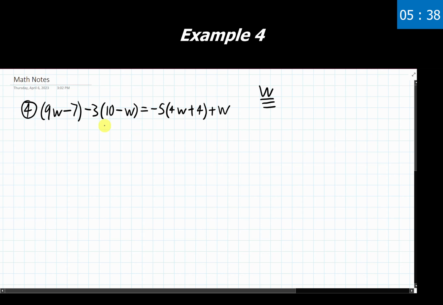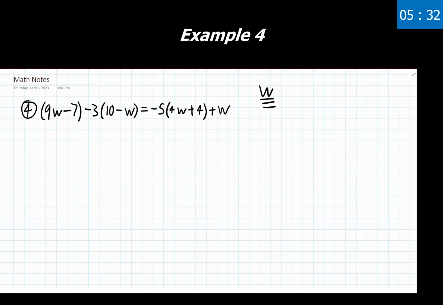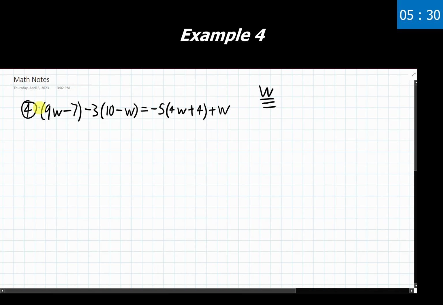So simplifying this left side, I have 9w minus 7. I have nothing in front here that's multiplying to it. If you wanted to fit in an invisible 1 in front there, you could. However, 1 times anything is just going to give us what we originally started with. So this is going to remain as 9w minus 7.